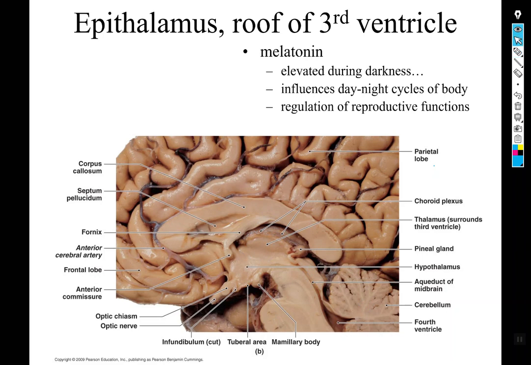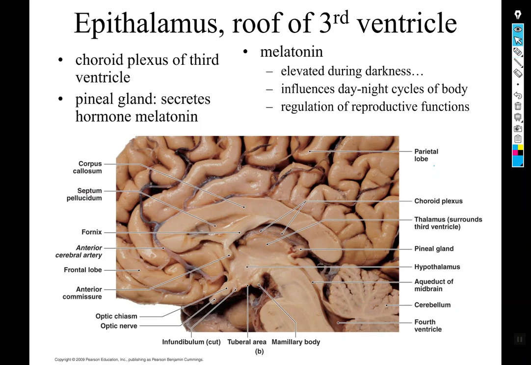Okay, so moving on. The choroid plexus of the third ventricle I already pointed out, so it's right here. Let me get a laser pointer. There we go. This is cool. Okay, so the choroid plexus is right here. The pineal gland is posterior to it, and this secretes the hormone melatonin. So melatonin is produced and secreted during the darkness, and it influences the day-night cycles of the body. So during the daytime, the pineal gland makes serotonin. During the nighttime, the pineal gland makes melatonin. And it specifically responds best to blue light.